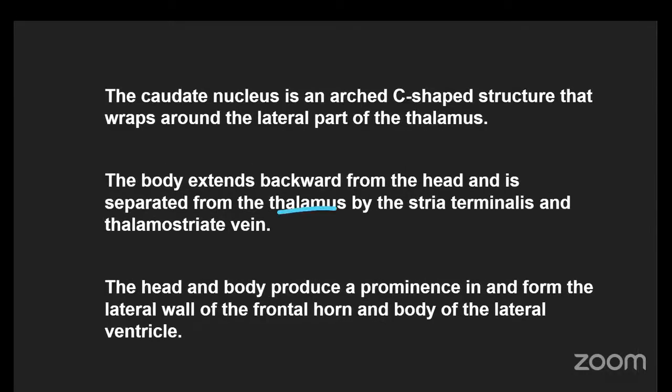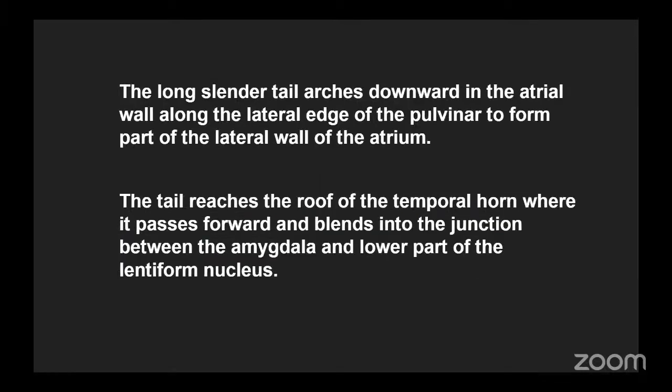It is separated from the thalamus by the stria terminalis and thalamostriate vein. The head and body produce a prominence, and the tail merges with the amygdaloid nucleus. So we have done this already. Then this long tail arches downwards in the atrial wall and forms part of the lateral wall of the atrium. The tail reaches the roof of the temporal horn, and it blends into the junction between the amygdala and the lower part of the lentiform nucleus. So theory is a lot easier to cover once we have looked at all the diagrams.